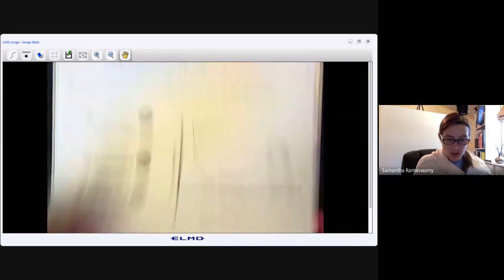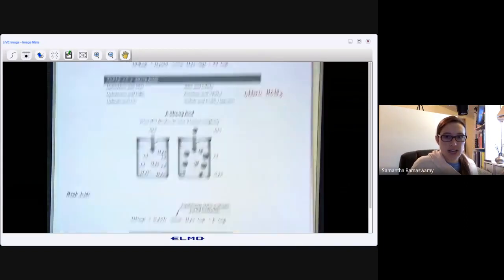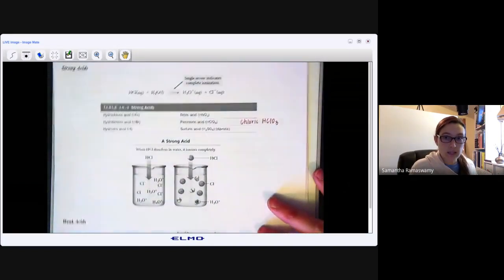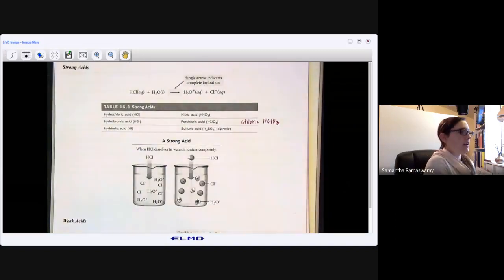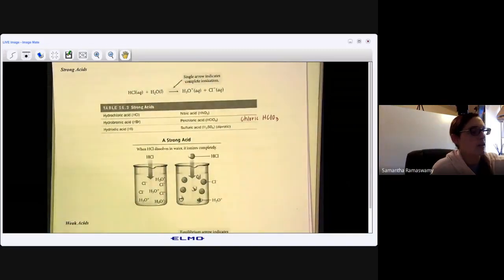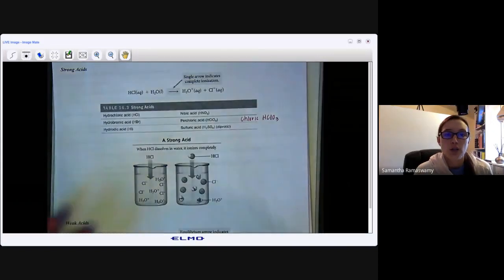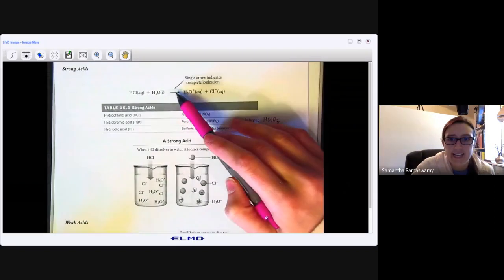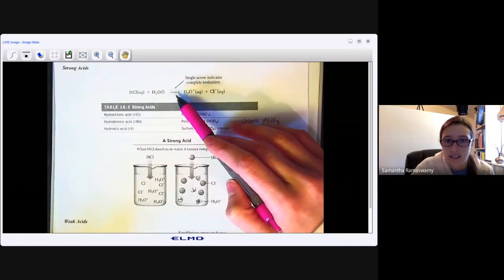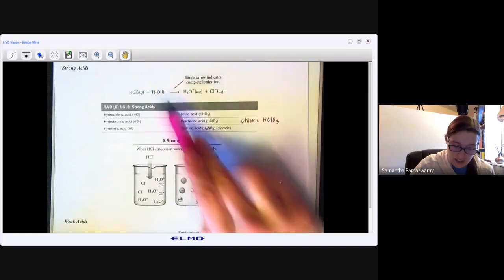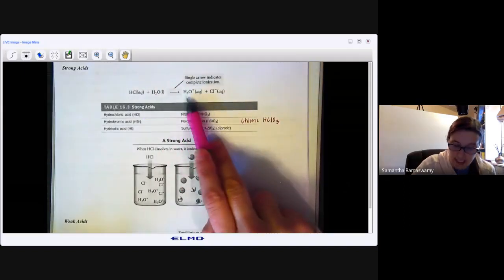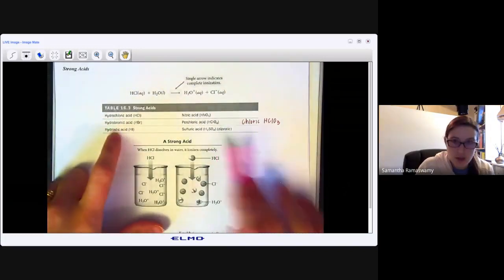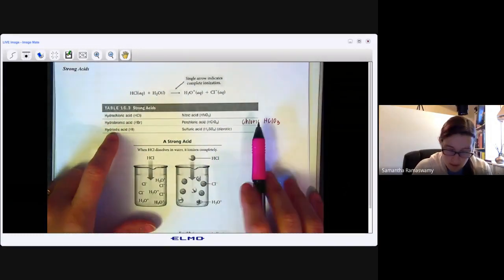Now we're going to tie this back into particle diagrams. We looked at particle diagrams a little bit in class, but I want to look at them a little more, and we're going to do some practice with them. So with strong acids, again, notice the single arrow indicates that it completely ionizes to create the ions in solution. You have your 7 strong acids, so any of these 7 strong acids will completely ionize, and we see that as a single arrow.